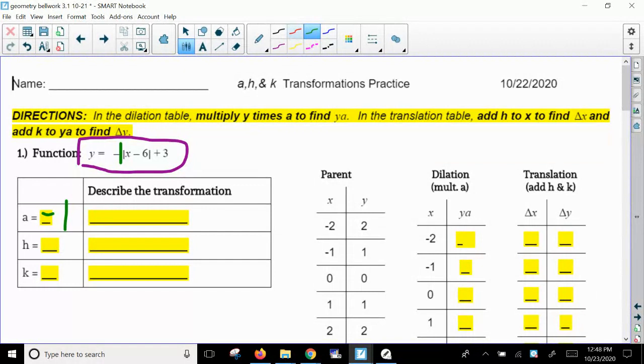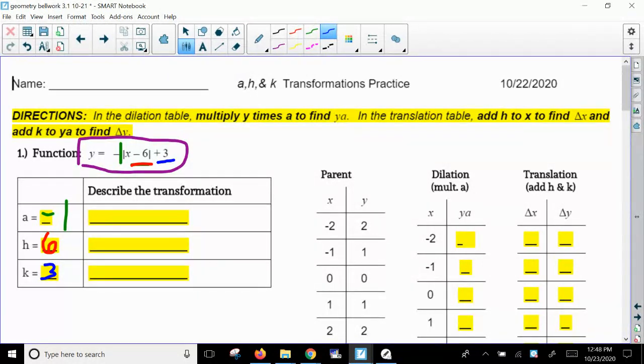H is always the number with the X, but you flip the sign. So since that says X minus 6, we know that H is +6. And K is whatever it is. So it says +3, that means K is 3.